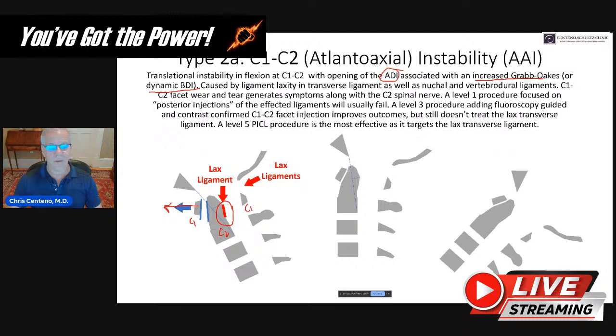So now there also can be lax ligaments in the posterior. So sometimes when patients get posterior injections with this problem, they'll get a little bit of relief. But that transverse ligament is the strongest ligament in the human body. So if it's stretched, it's unlikely that these lax ligaments are going to be strong enough. So that's more of that PICL procedure from the front to get that transverse ligament. So again, matching what's wrong with the patient to the treatment.